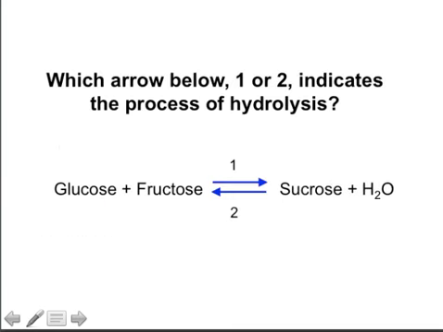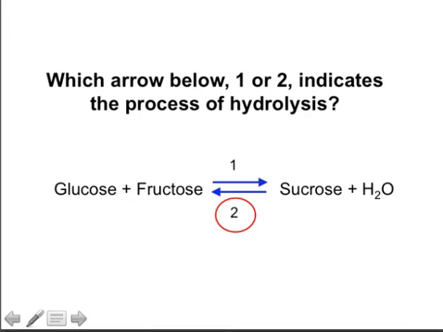Okay, next question. Which arrow indicates the process of hydrolysis? And that's arrow number 2. Okay, hydrolysis means to use water to split something. Okay, so here water is consumed. Sucrose is a disaccharide made up of glucose and fructose. It's split into its component monomers, and now we can go off and serve our purpose, perhaps as fuel for living tissue.